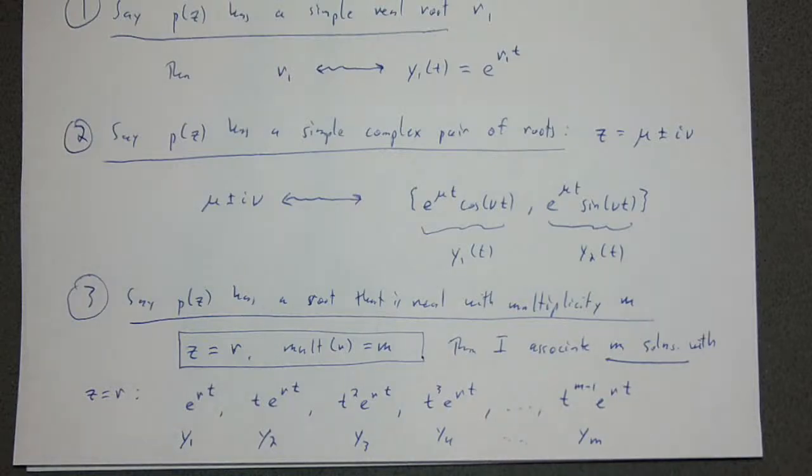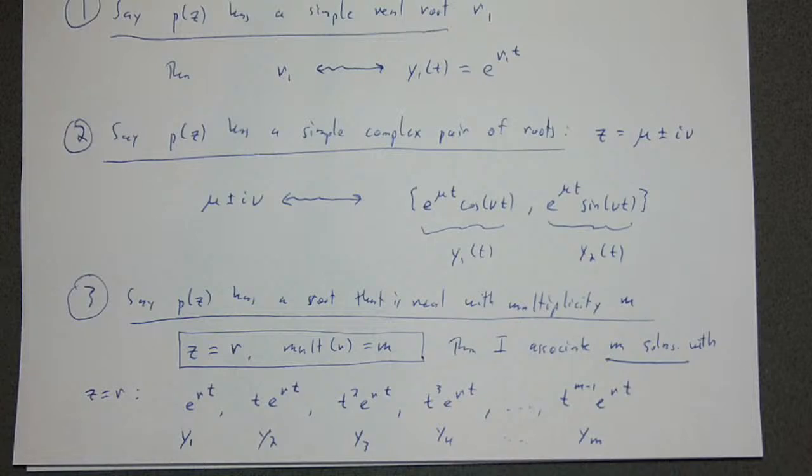So this is how I would do this for a root that is real and has multiplicity m. Compare this to the case of a double root for a second order equation, right? For a second order equation, the highest multiplicity that any root could have is 2.